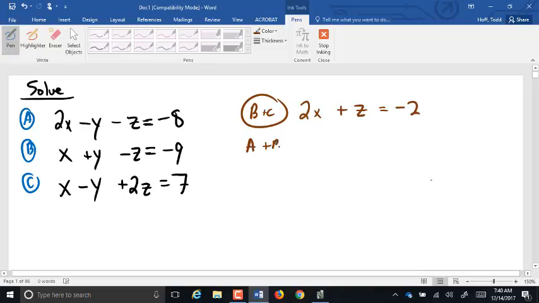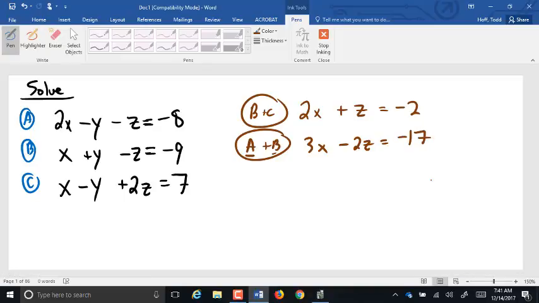A, I'm going to add that to B, because negative Y and positive Y will cancel out there too. So I have to use the equation I haven't used yet, and I have to repeat one of the other ones, or a multiple of one of the other ones, depending on how it works out. So 2X plus X, 3X. Negative Y plus Y goes bye-bye. Negative Z plus negative Z, negative 2Z, and negative 8 plus negative 9, it's negative 17.